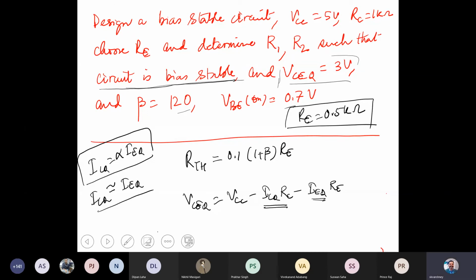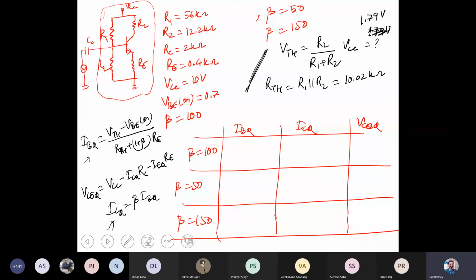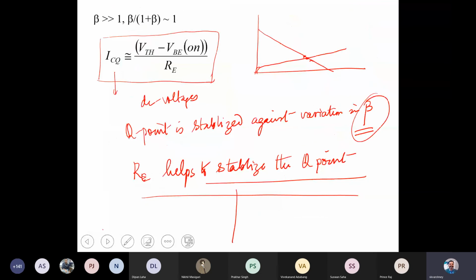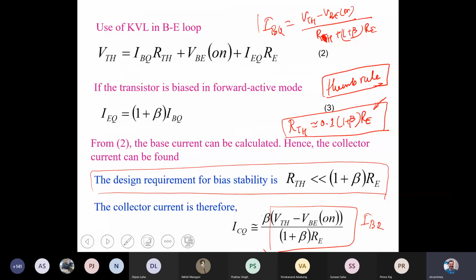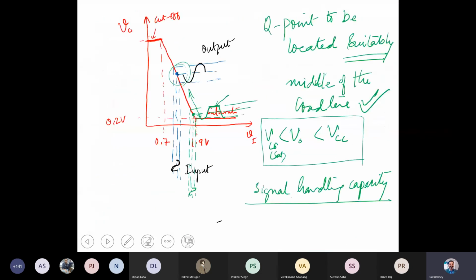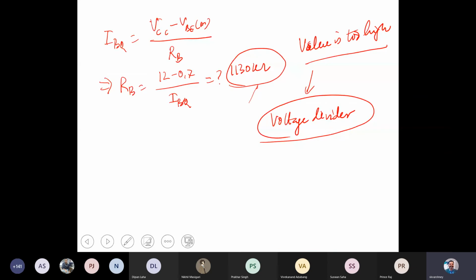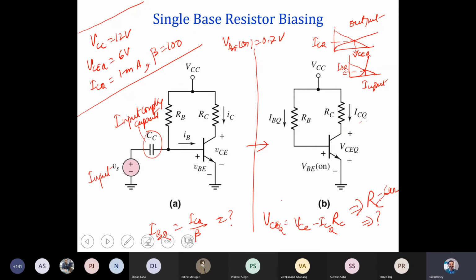I think you can do it. Let me make a few more comments on the single base resistor biasing. As I mentioned, this is some intermediate stage, so I need to rearrange. If you have only one bias resistor, even if you connect RE on this side, it is not going to stabilize the Q point against the variation of beta. If we have just a single bias resistor, you will see that.